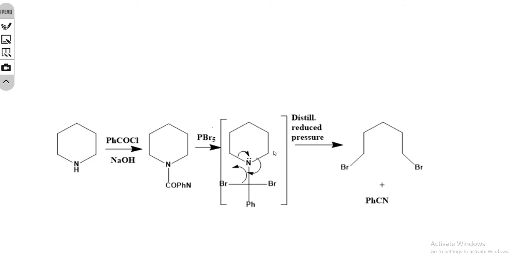That was the first method of von Braun degradation. The second method is that a cyclic secondary amine is first treated with benzoyl chloride in the presence of a base to get the N-benzoyl derivative, which is then treated with phosphorus pentabromide, followed by distillation under reduced pressure to get a dihalo compound. So by analyzing the nature of this dihalo compound, we have an idea about the members of this ring, etc.